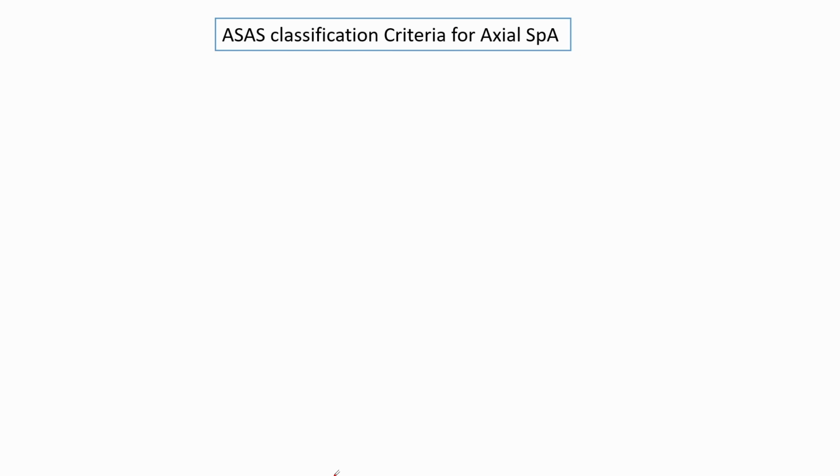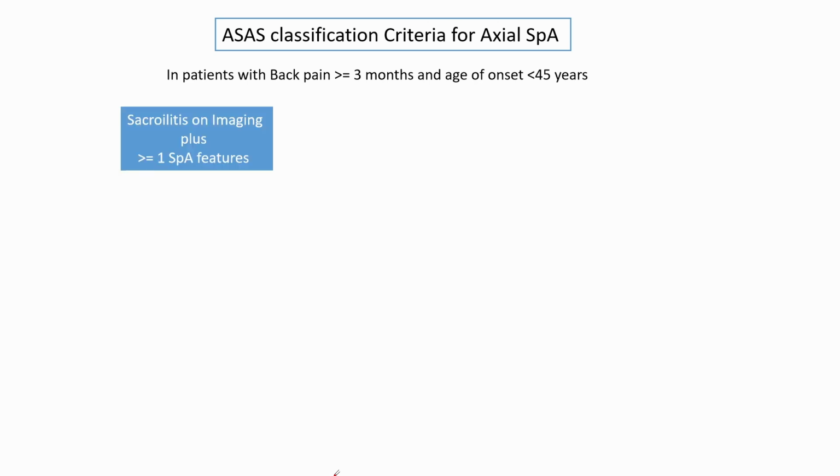So what is this ASAS classification criteria for axial spondyloarthritis? This is a classification criteria and not a diagnostic criteria. In patients with back pain more than or equal to 3 months and age of onset less than 45 years, patients can be classified as patients of axial spondyloarthropathy if there is sacroiliitis on imaging plus more than or equal to 1 SPA features, or if the patient is HLA-B27 positive with 2 or more SPA features.